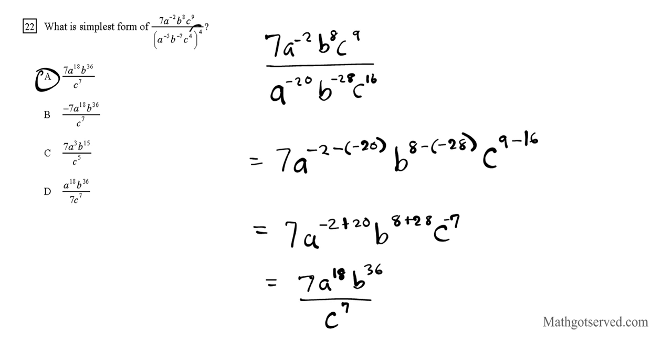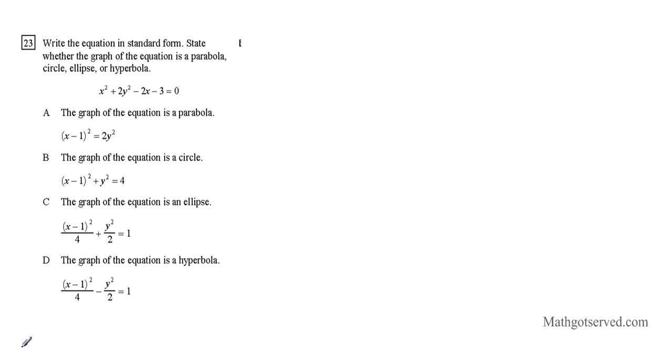Okay? All right, moving along, take a look at 23. It says one equation in standard form states whether the graph is a parabola, circle, ellipse, or hyperbola. We don't actually have to do that. We can just look at this equation and tell. So we have two squares and a plus, that automatically makes it either an ellipse or a circle. So the coefficients are different, that automatically makes it an ellipse. Okay? So the answer to number 23 is C.